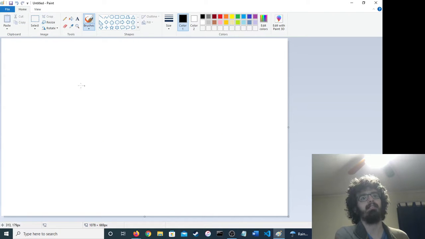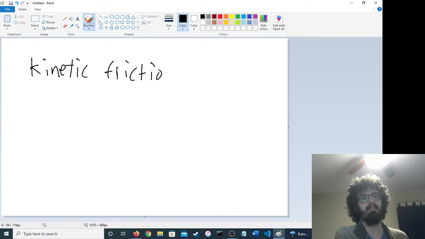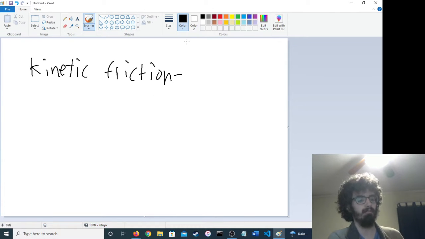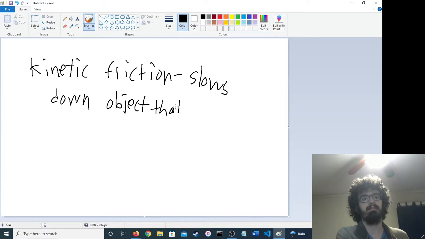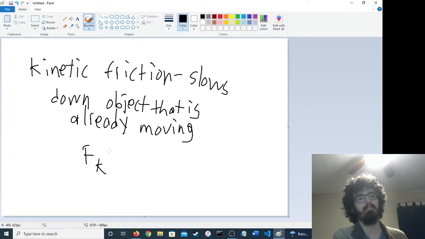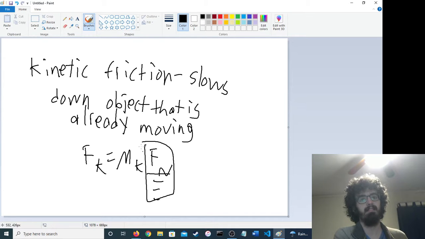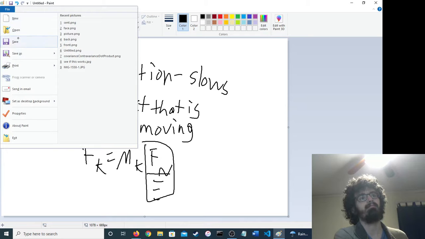And then we have kinetic friction, between an object and the ground. Either way, the friction would be between two surfaces. Kinetic friction slows down an object that is already moving. It's another force. The force of kinetic friction equals the coefficient of kinetic friction times the normal force. And we have this normal force term again here. That's important.